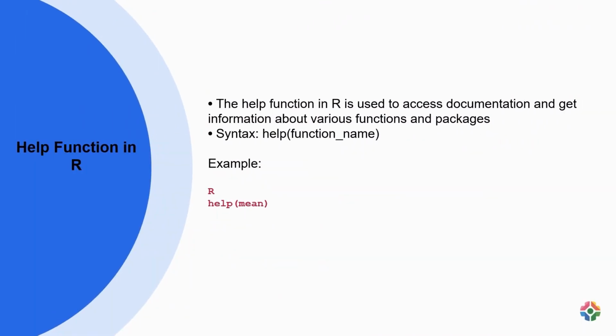The help function in R is utilized to retrieve information about functions and packages. By using the syntax help function name, users can access documentation for a specific function. For instance, executing help mean in R provides detailed information about the mean function, including its parameters, usage, and examples. This assists users in comprehending the functionality and application of different functions within R, enhancing their programming capabilities and efficiency.